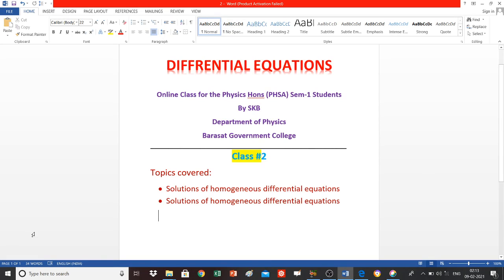Dear students, this is our second class on the chapter Differential Equations, and in this chapter we will learn the method to solve homogeneous differential equations, and then the solutions of inhomogeneous differential equations. Actually, in the case of an inhomogeneous differential equation, this type of equation is first converted to a homogeneous equation and then we use the methodology that is used to solve the homogeneous equation.